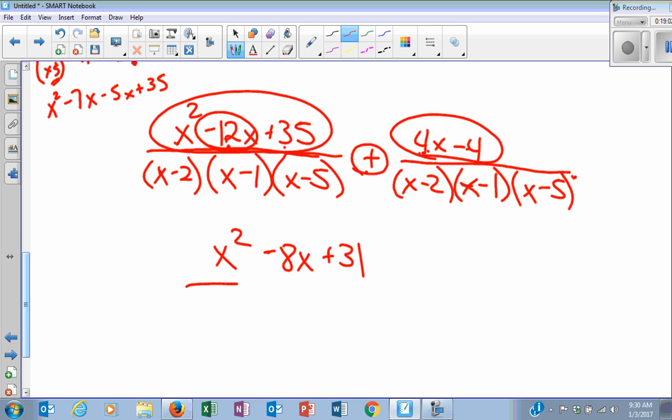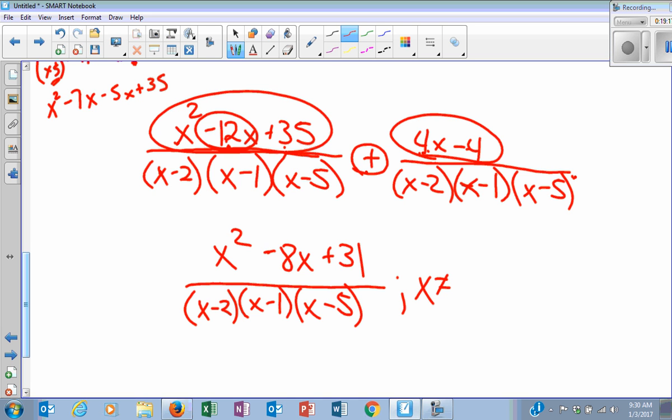And then on the bottom, we have the same thing. Notice my denominator. Once I get it to what I wanted, it stays the same. I don't touch it anymore. Then my last thing is my restrictions. What is x not allowed to be? 2. What is x not allowed to be? 1. What is x not allowed to be? 5. So that would be problem B.